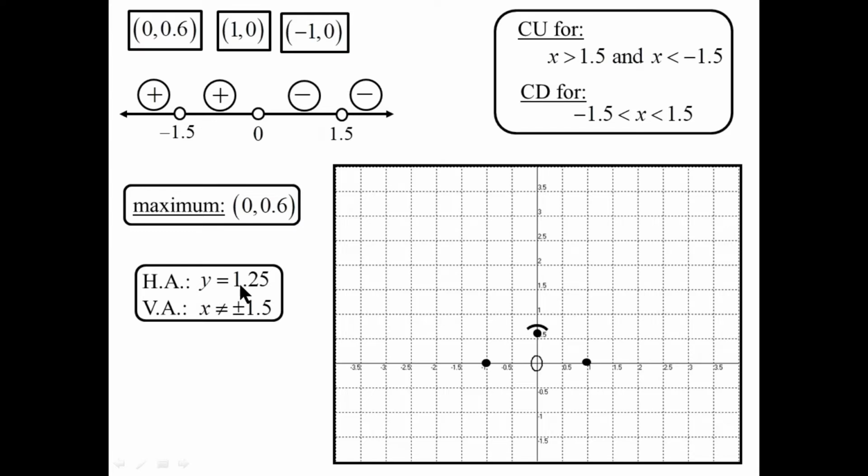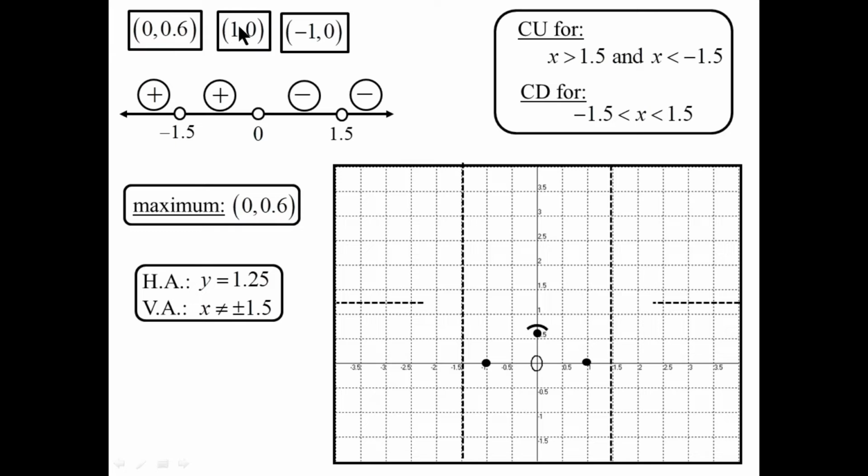Horizontal asymptotes at y equals 1.25. That's our limits at infinity. 1.25 is between 1 and 1.5, so right about there's a horizontal asymptote, and one here as x approaches positive infinity as well. Vertical asymptotes at x equals plus or minus 1.5. Okay, let's go to negative 1.5. There it is, and draw a vertical asymptote there. And let's go to positive 1.5, which is over here. Draw a line and make an asymptote happen there.